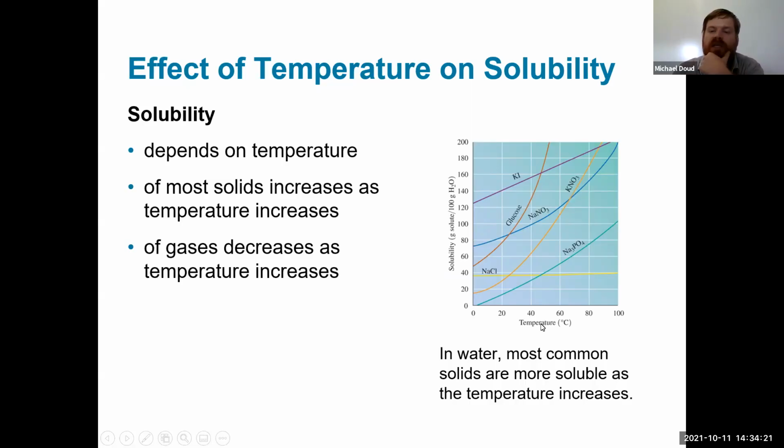So for example, potassium nitrate at 20 degrees Celsius, you can only dissolve about 30 grams of potassium nitrate for every 100 grams of water. But if you bump the temperature up to 80 degrees Celsius, all of a sudden now you can dissolve a full 165 grams of potassium nitrate for every 100 grams of water. That's pretty impressive.